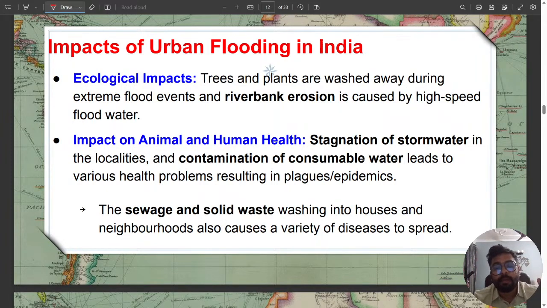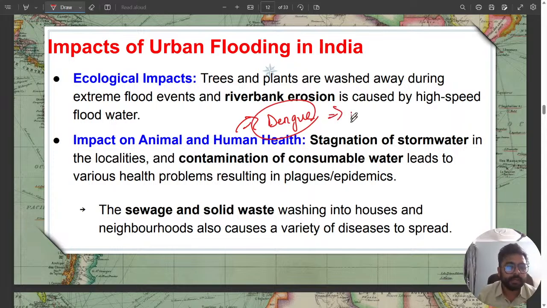So this will be the ecological impact of urban flooding. Then the impact on animal and human health. This I have already told you, like the stagnation of water. For one season of flood, it almost takes 2 to 3 weeks for the water to recede back. And this retention of water, you can see the later impact. For example, right now, don't you see dengue spreading in Delhi? The cases of dengue are on the rise. Why do you think that is? It is the after effect of the flooding which happened just 2 weeks back.